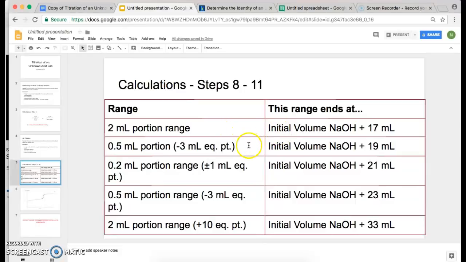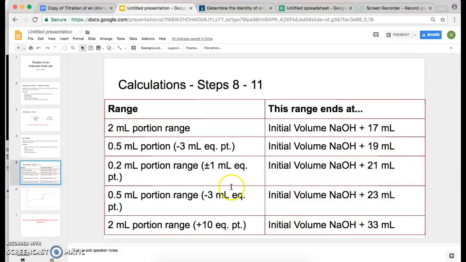From then we're going to move on to adding 0.5 milliliter portions. It says to do that plus or minus 3 from the equivalence point. So we're going to add 0.5 milliliter portions for about 2 milliliters. If our initial was 5, and at this point in the 2 milliliter range we added 17, so now we're at 22, we're going to add 2 more, and at 24 is when we stop adding 0.5.